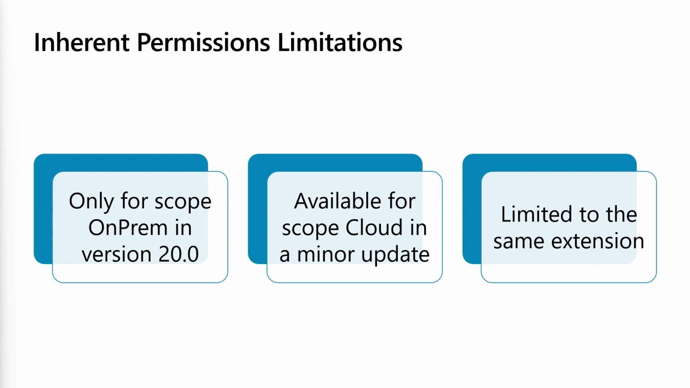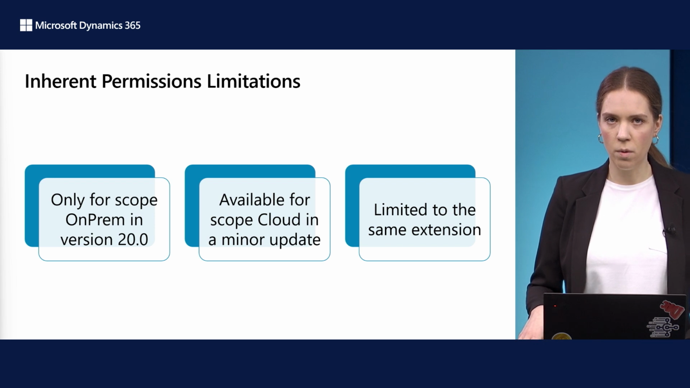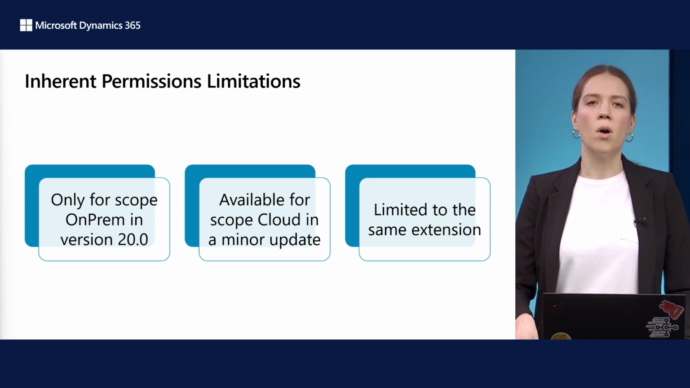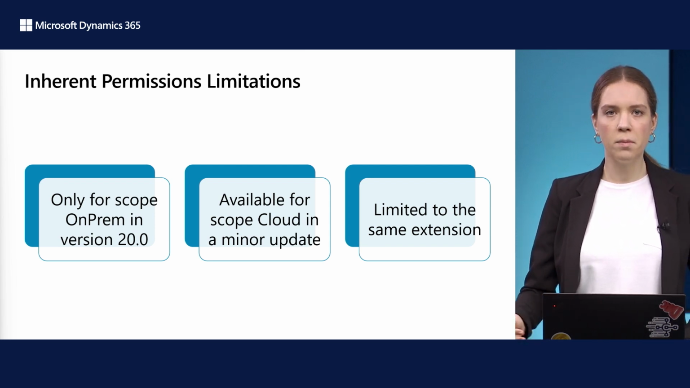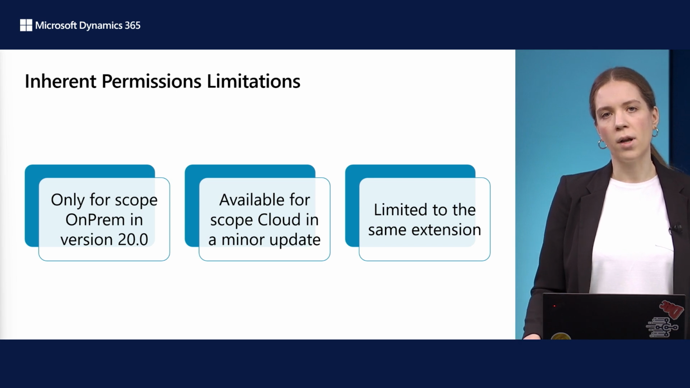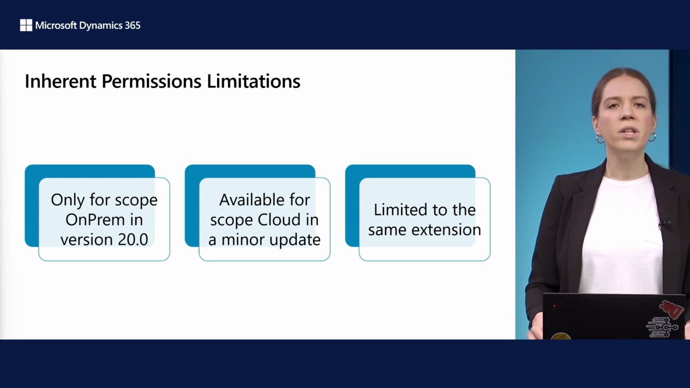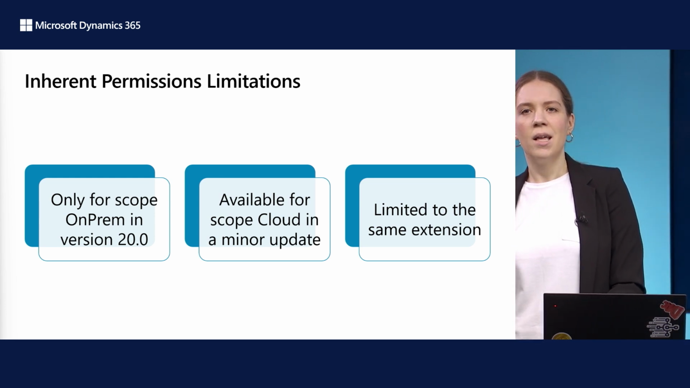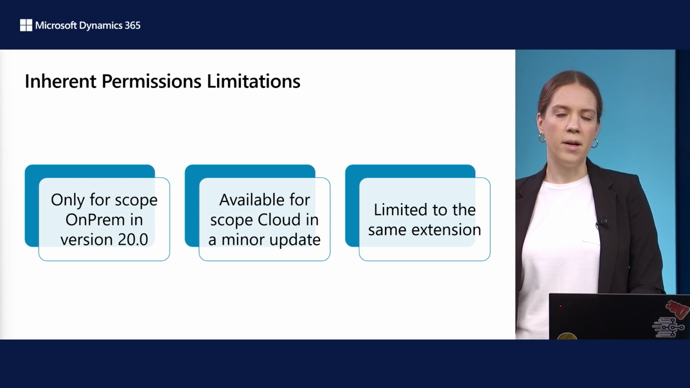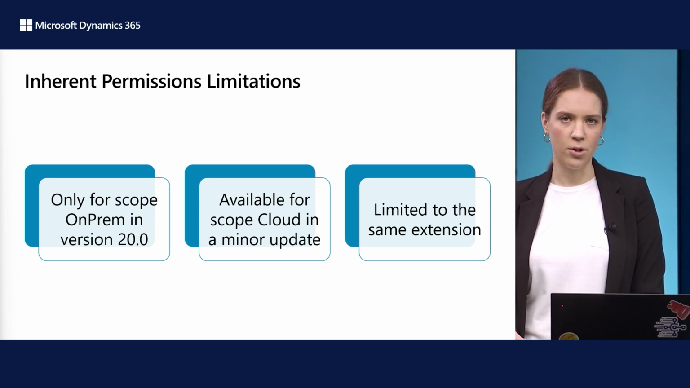So what are the current limitations of inherent permissions? For now, for release 20.0, it is enabled only for the scope on-prem, which means that first-party Microsoft AL code can use inherent permissions. But we plan to open that up for cloud scope as well in the minor release. And it's also worth reiterating at this point that the scope for the inherent permissions is limited to the objects declared in the same extension.